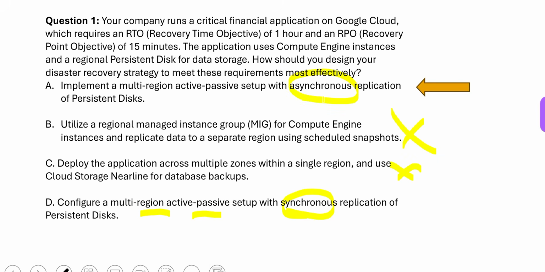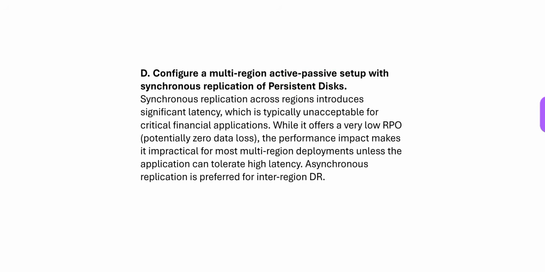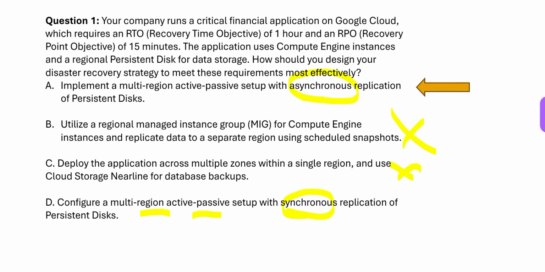So what should be the answer? And that is what confuses. If you do a lot of synchronous, then there will be a significant addition in the latency. This is unacceptable for critical financial applications. Latency for critical financial applications is a strict no, because there will be a problem of high latency. That is why this option will not work. So option A is our final answer.